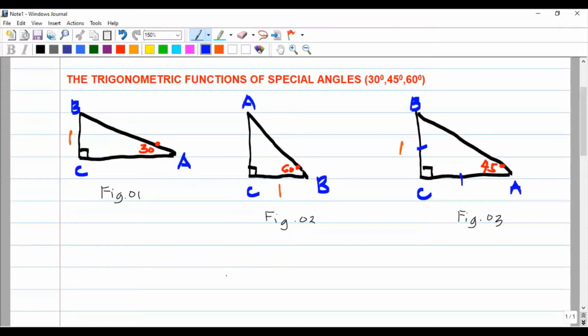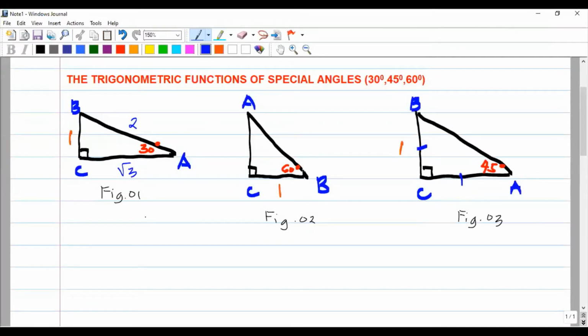So in figure 1, the hypotenuse is twice the side opposite the 30-degree angle. So if we say twice, that is 2 times the side opposite, which is 1. Therefore, 2 times 1 is 2. Whereas the adjacent side is the square root of 3 times the side opposite our 30-degree angle, which is 1. So we have 1 times square root of 3, or square root of 3 only.